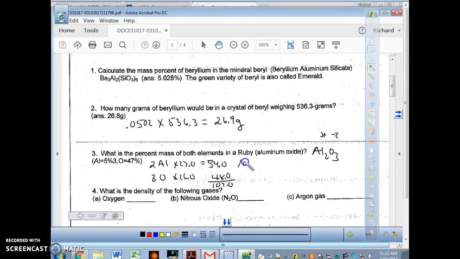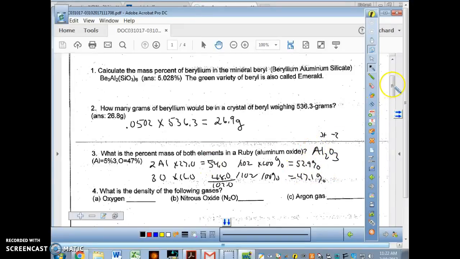If I take 54 over 102, 48 over 102, multiply by 100 with a percent sign, we should get those percents. So we'll take 54 divided by 102. I get 52.9%, and then that would be 47.1%. That's to the nearest tenths.